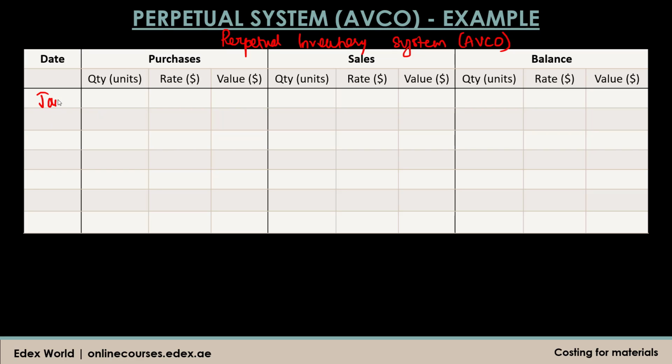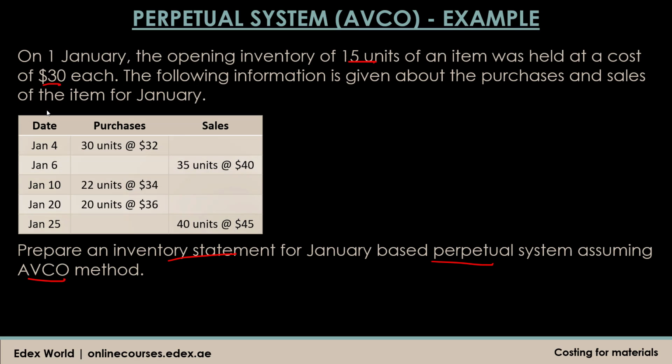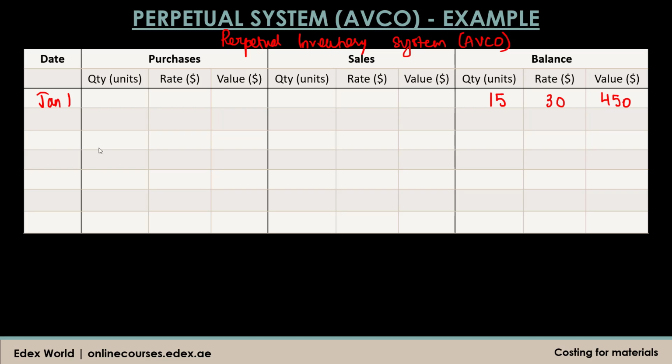So Jan 1, 15 units at $30, $450 value. Then on Jan 4, we received 30 units at $32. So Jan 4, 30 units, $32, and the value is $960. At this point, since we've received a new batch of materials, we have to calculate an average rate of the overall inventory that we hold on this date, on Jan 4.